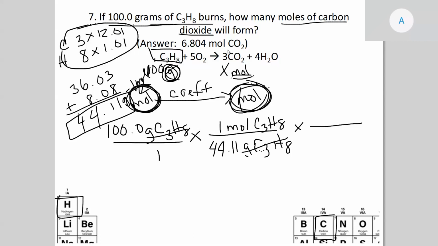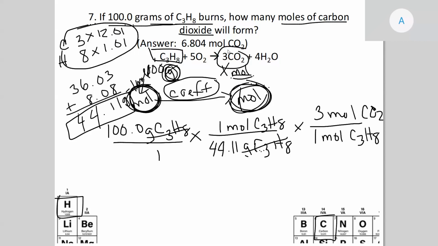What does it say on that line? Coefficient. What's the coefficient of C3H8? 1. So 1 mole C3H8. We're going to the CO2. What's the coefficient of it? 3. So 3 moles CO2 will be on the top.